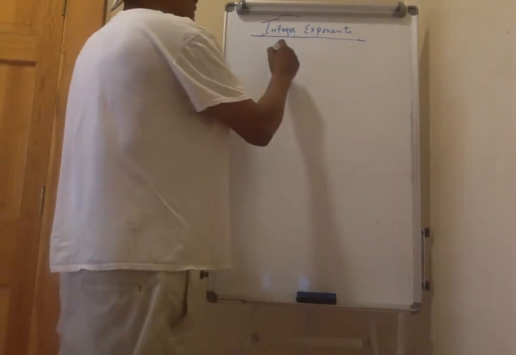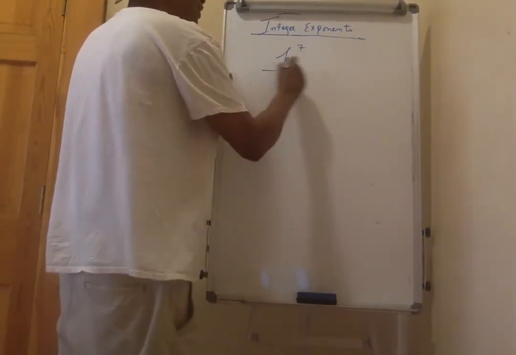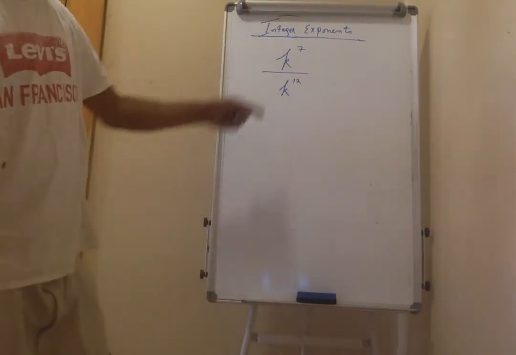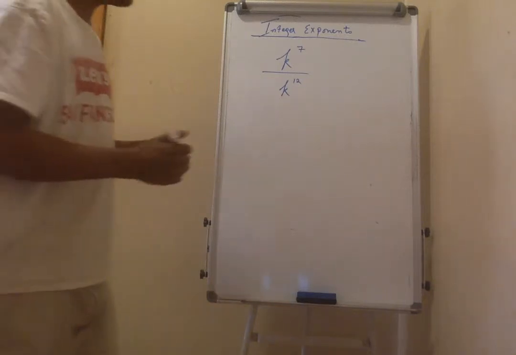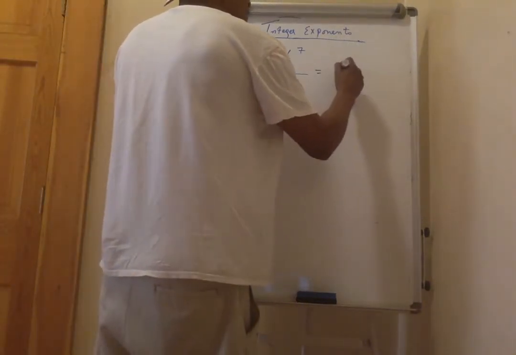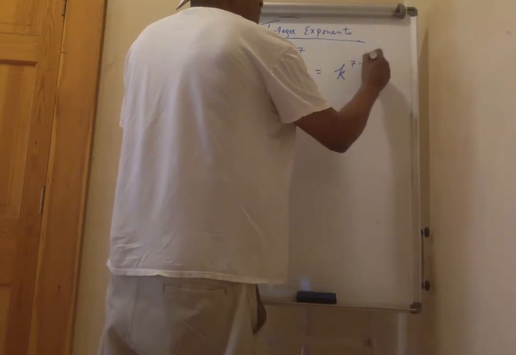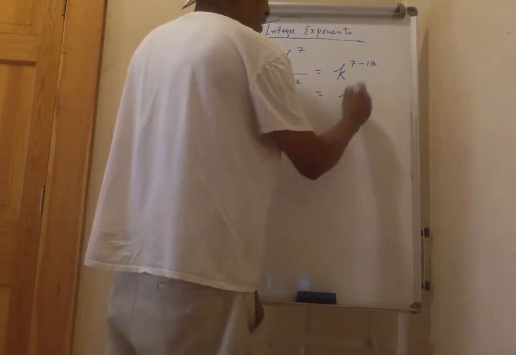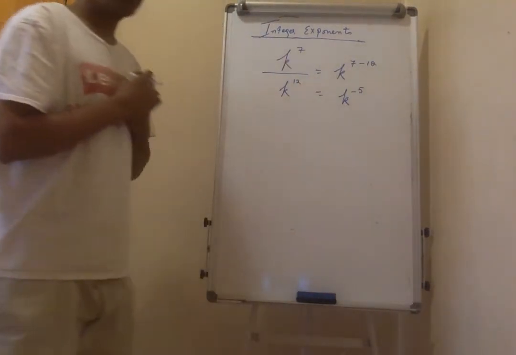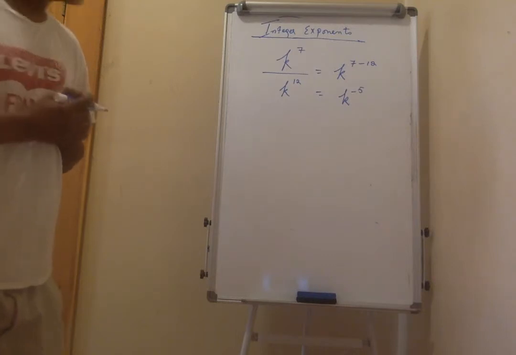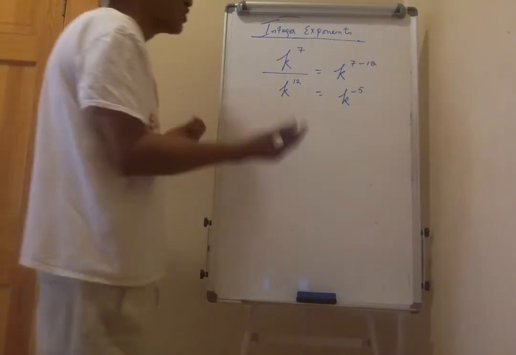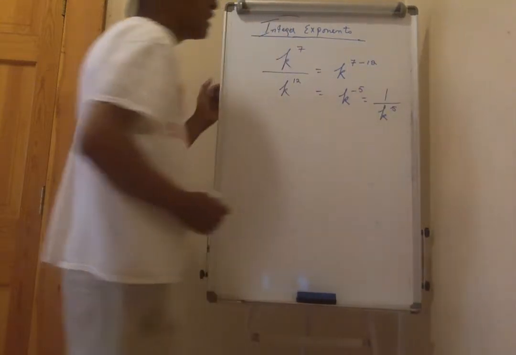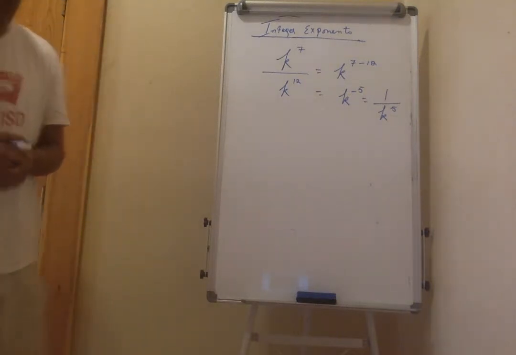Suppose I have k to the 7th over k to the 12th. Again, making sure that we have the same base. Then go ahead and use the quotient rule, k to the 7 minus 12, and this is k to the negative 5. But don't leave your answer as a negative exponent. You have to change it into positive. The reciprocal would be 1 over k to the 5.